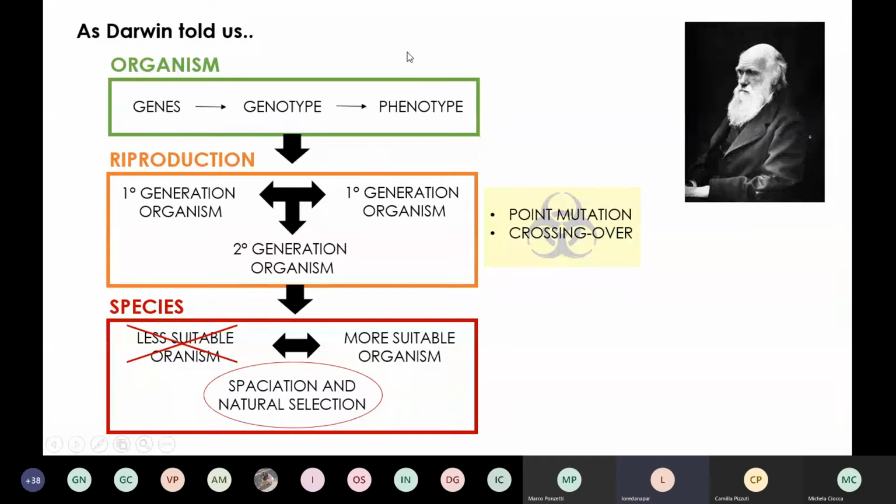And the phenotype, as you can see here, represents the result of your genotype, formed by all of your genes. Another important point is that the phenotype is the result of the reproduction of two generating organisms. In this process, the genome is edited by crossing over and point mutation that generate a new organism. And as Darwin told us, species were selected by speciation and natural selection to create a more suitable organism that can survive.